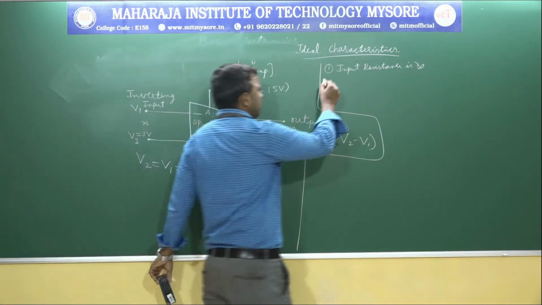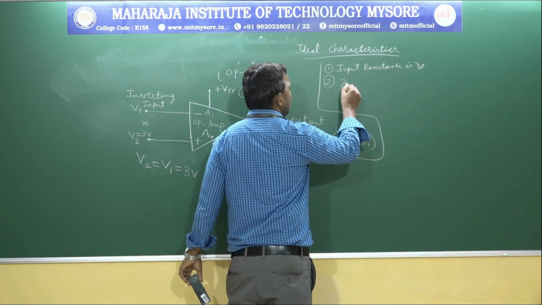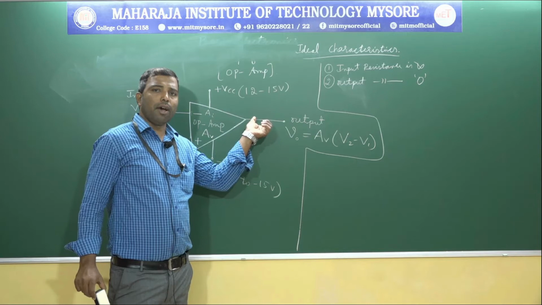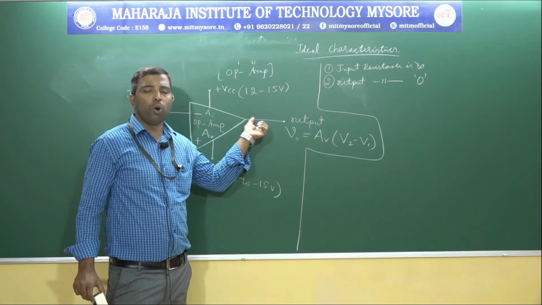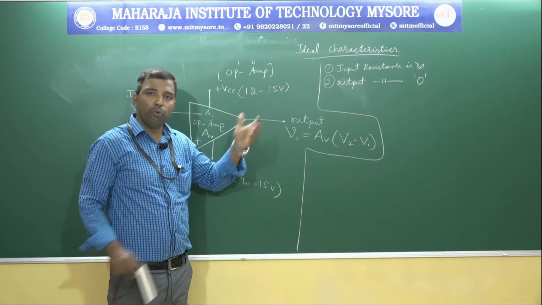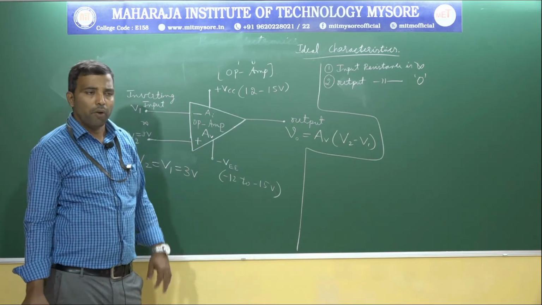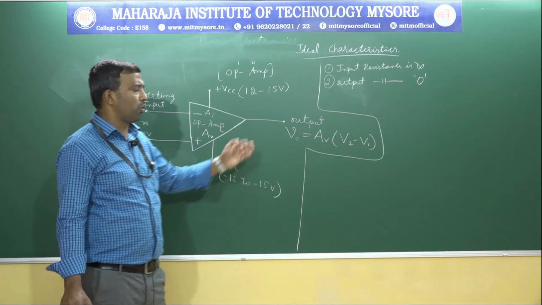The second characteristic is 0 output resistance. The op-amp has 0 output resistance. This can drive many circuits. The output resistance is 0. For the practical case, it is about 5 ohms.